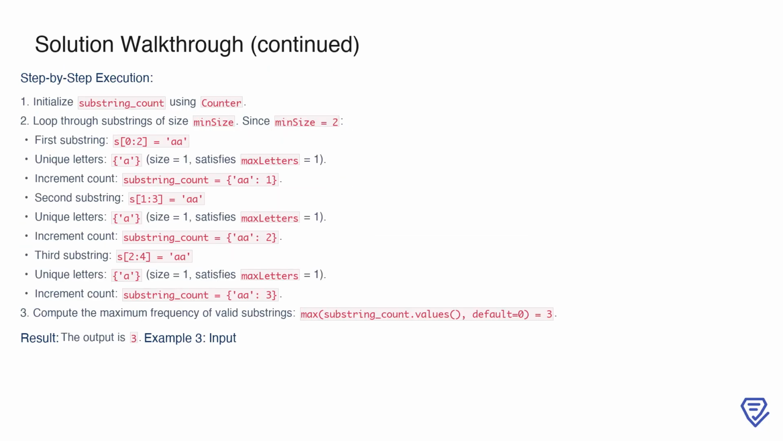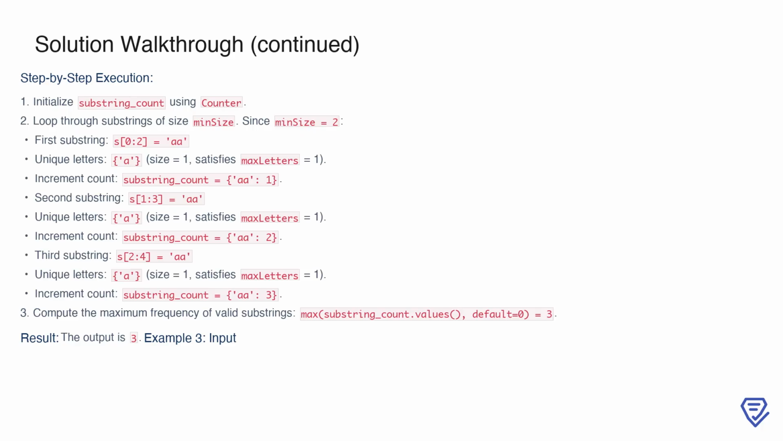Now consider a different input where s equals aaa, with constraints maxLetters equals 1, minSize equals 2, and maxSize equals 3. Again, we initialize substring_count as a Counter dictionary and analyze all substrings of length minSize equals 2. The first substring, s[0:2] equals aa, contains only 1 unique letter, a, which satisfies maxLetters equals 1. We increment its count in the dictionary, resulting in aa:1. For the second substring, s[1:3] equals aa, the unique letter remains a, meeting the condition. We increment its count to 2, updating the dictionary to aa:2.